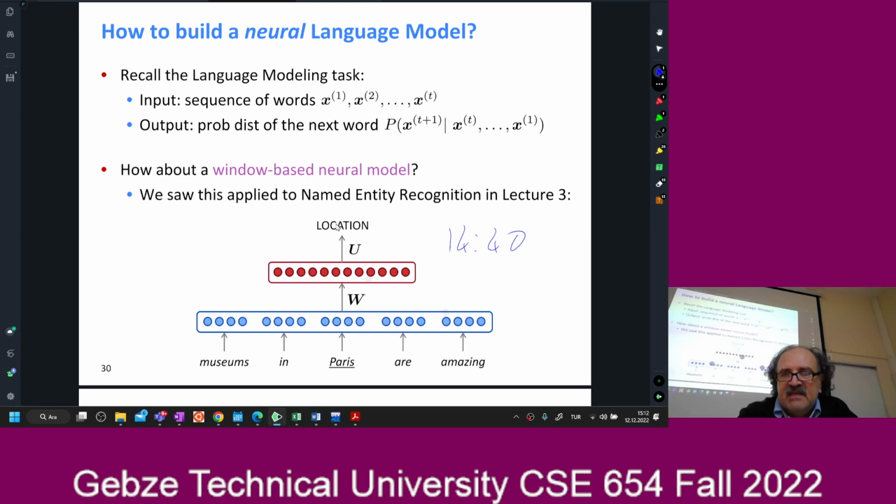Previously we did this, remember, a 200-dimensional vector, and we fed it through a two-layered neural network, and this one said that Paris is a location. Okay, that's what we did. So this is the named entity recognition problem solved using a neural network. We are going to use the same neural network to model the language. How are we going to do it?